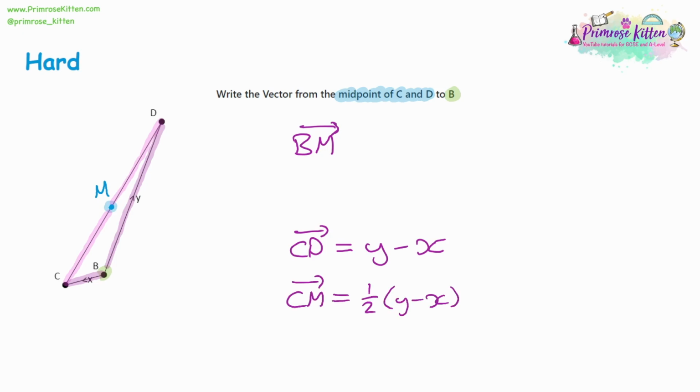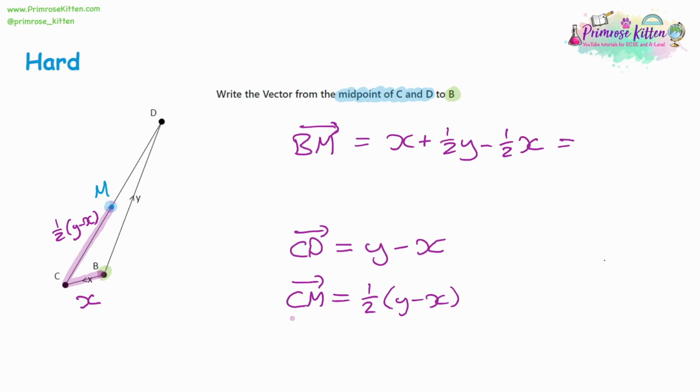So now we've worked out what C to M is, now we can actually do the root. So let's rub out our lines we've used so far. Starting at B, we're doing B to C, which is X. And then we're doing C to M, which is what we've just found. It's half of Y minus X. We'll write that down, and I'm going to expand the brackets as well. So we've got X plus half of Y minus half of X.